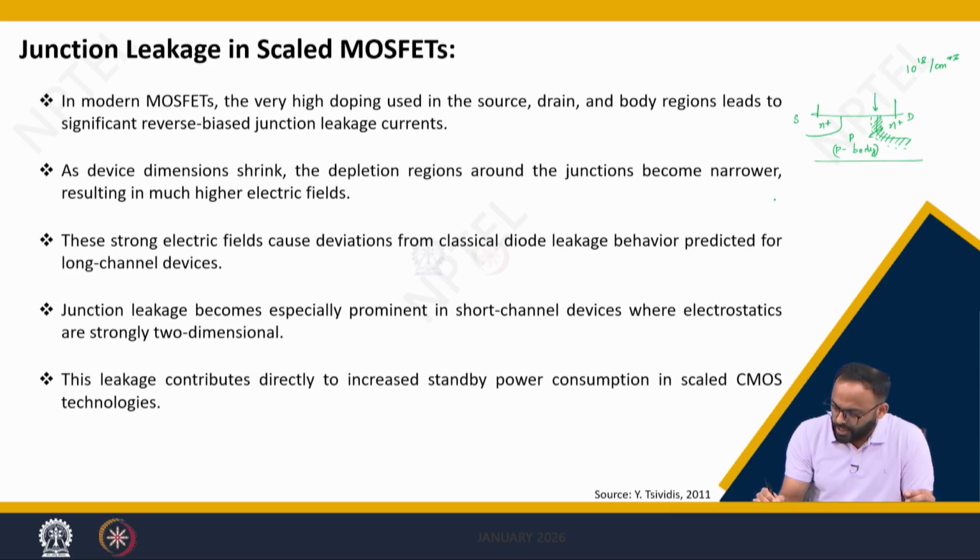We can understand this by a band diagram. Suppose you have a P region here and an N region here. So, the PN junction band will look like this. Now, when you reverse bias this PN junction, what will happen? This will look like this, right. So, this is the P side, this is the N side.